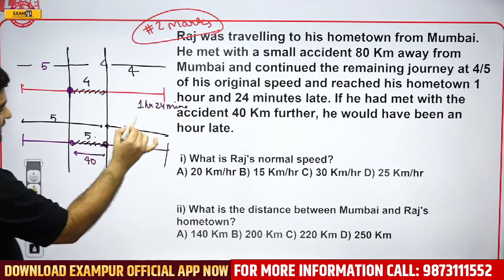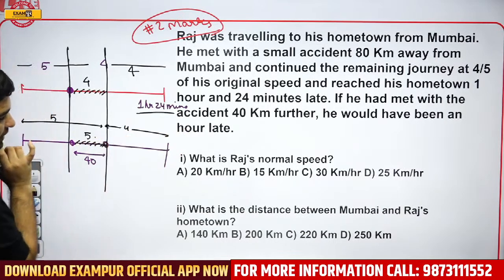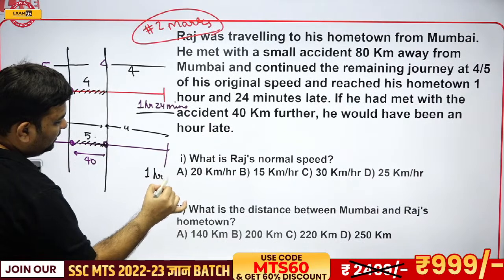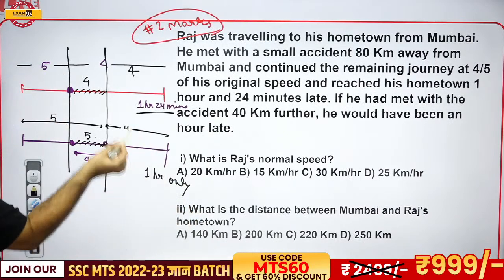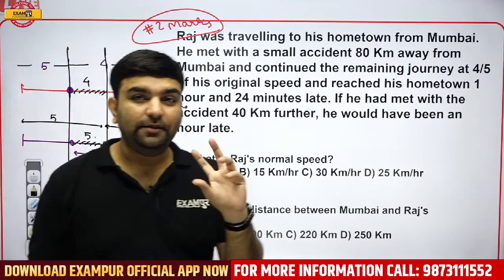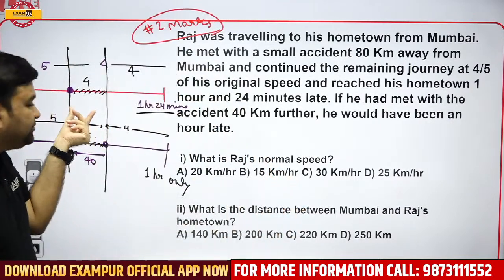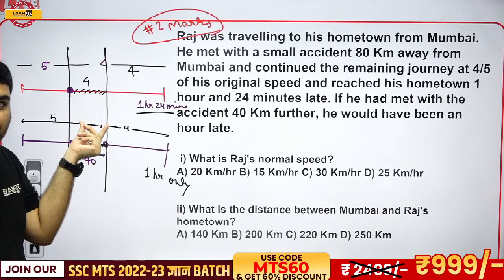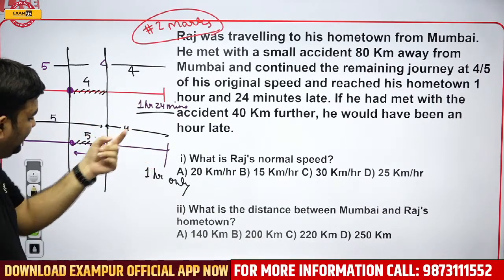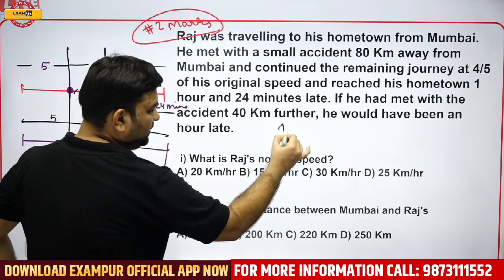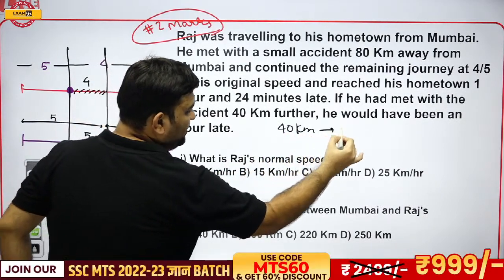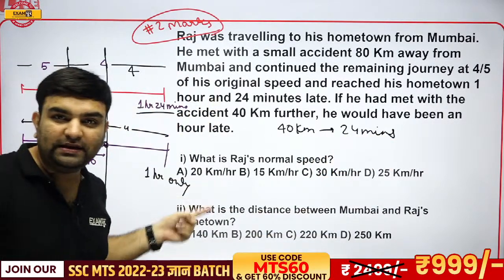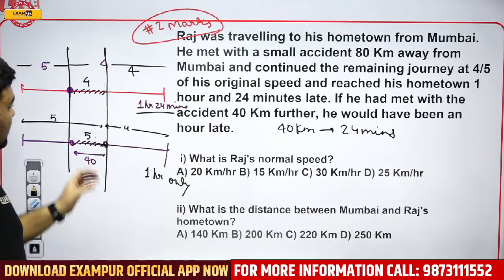So, if initially he was getting late by 1 hour 24 minutes and finally he was getting late by 1 hour only, so this time covering is in this portion. So 24 minutes covered in 40 kilometer.